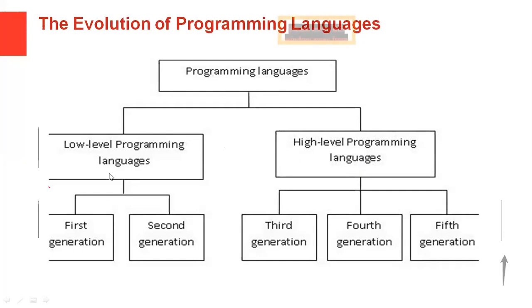In low level languages, they can be divided again into two parts. The first one is first generation programming languages, and the second one is second generation programming languages. In high level languages, we have three different generations: third generation, fourth generation, and fifth generation.